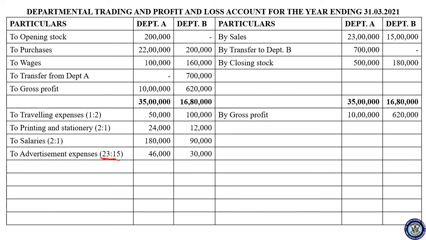So next item, that is advertisement. Sorry, advertisement is done. The general expenses, the ratio is 3 is to 1. To general expenses, 3 is to 1. Then depreciation, 1 is to 3. To depreciation on machinery, 1 is to 3.